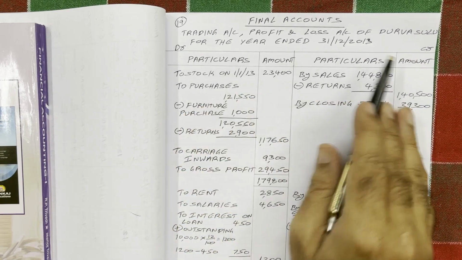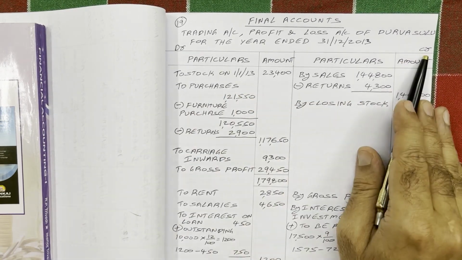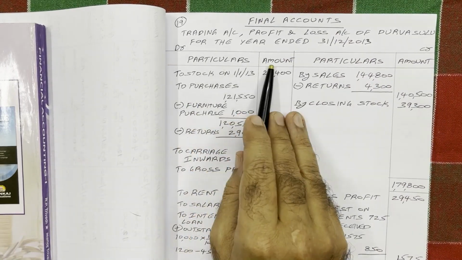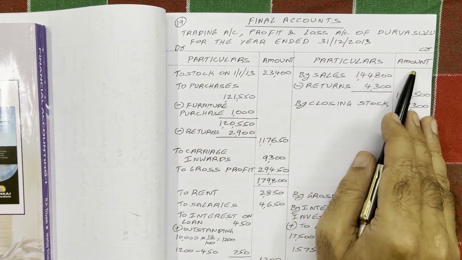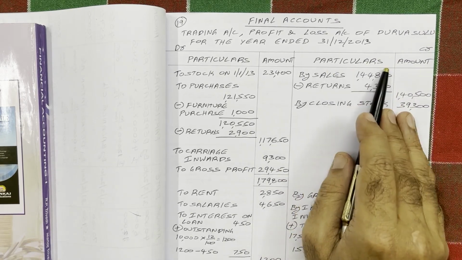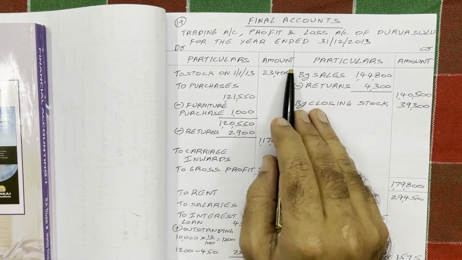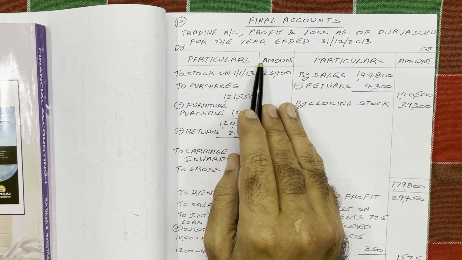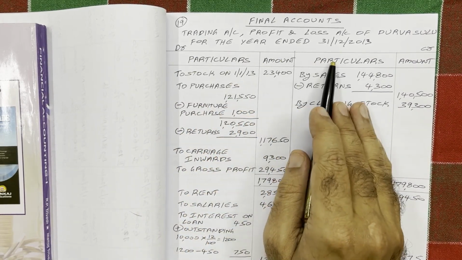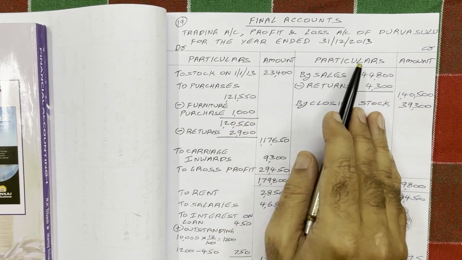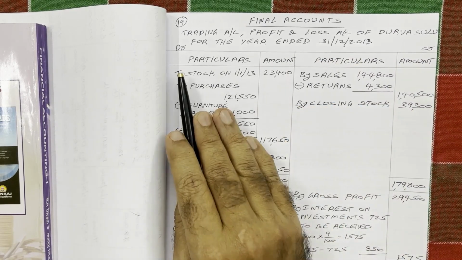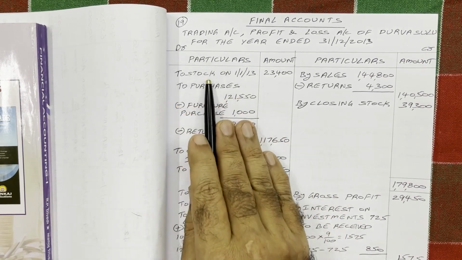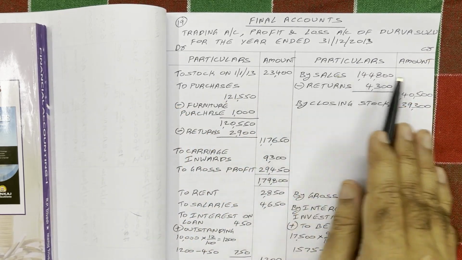An account is divided into two parts, debit side and credit side. So a center line, left side particulars and amount, right side particulars and amount. If you recollect the ledger lesson, what is the account format there? Debit side: date, particulars, JF number, amount. Credit side also: date, particulars, JF number, amount. But in this final accounts lesson, we need not draw the date column and journal folio number column. So debit side, particulars and amount; credit side, particulars and amount.